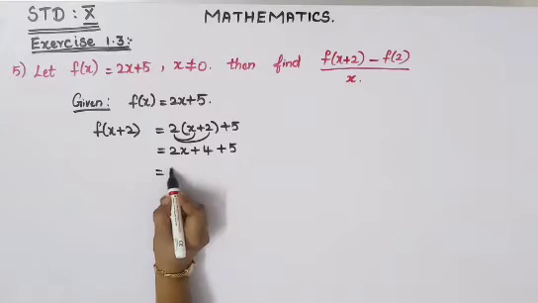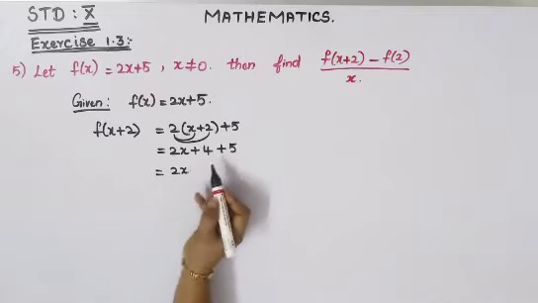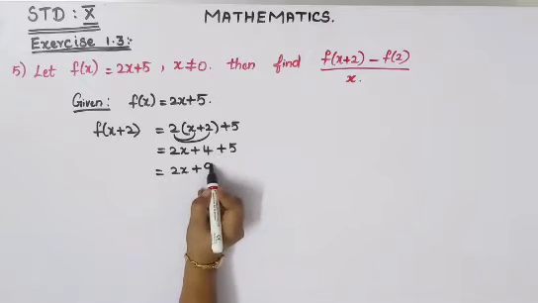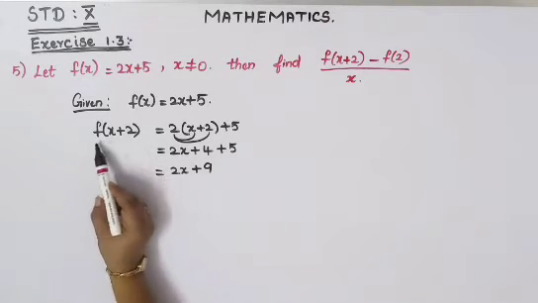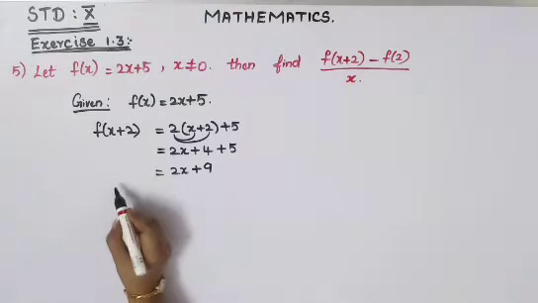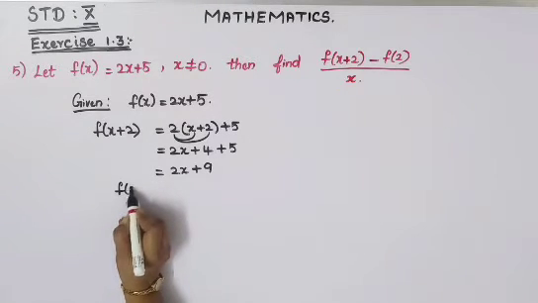So that is equal to 2x keep as it is. Only 4 and 5 you will have to add. So 4 plus 5 becomes 9. So now we have got the answer for x plus 2. Next we will have to find f of 2. So just write f of 2.